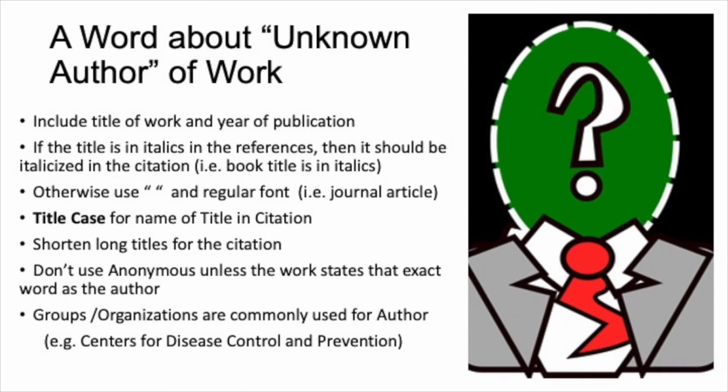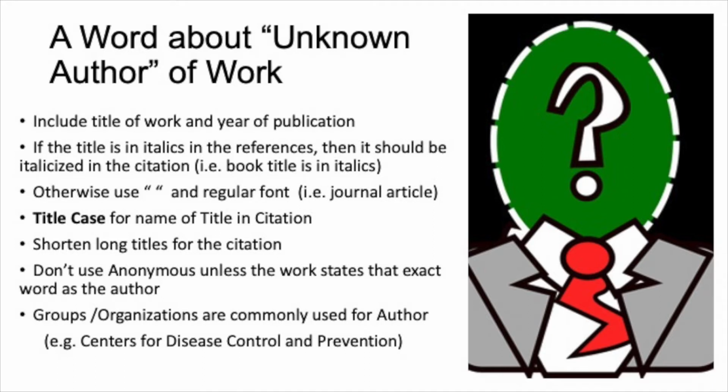A word about unknown authors of work. Some people will jump right to thinking that they can put anonymous as the name of the author if there is no author listed. But APA says that you don't use the word anonymous unless it's actually in the publication. So if you don't know who wrote the work, then you want to include the title of the work and the year of the publication.